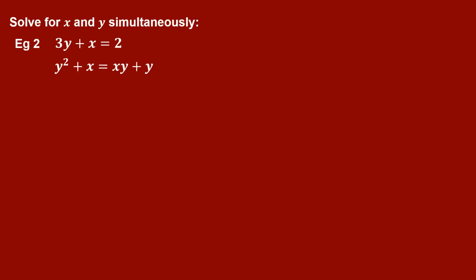Let's try a second example. In this example, I've got 3y plus x is equal to 2, and I've got y squared plus x equals xy plus y as my second equation. Now this one is a little bit more difficult because I don't have x or y on its own. But if I take the first equation and I just take 3y over to the other side, it's easy enough to get x on its own.